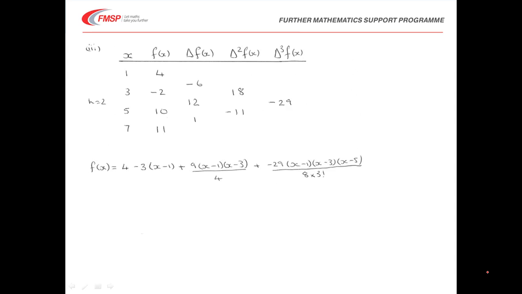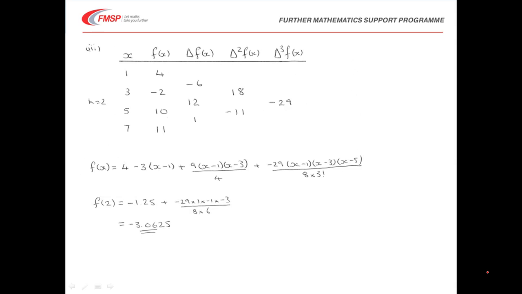So the interesting thing here is that the first three terms are identical, it's only the last term that's any different. And we should realise that before we start. So really the difference is going to be in that last term. So again we have the third difference, which is negative 29. Then we have x minus x0, x minus x1, x minus x2, so x minus 1, x minus 3, x minus 5. And then we have h cubed, which is 8, times 3 factorial.